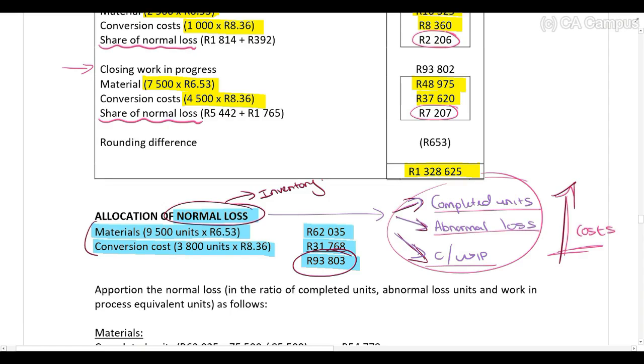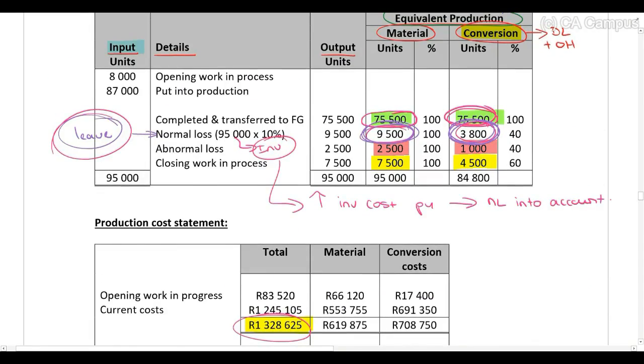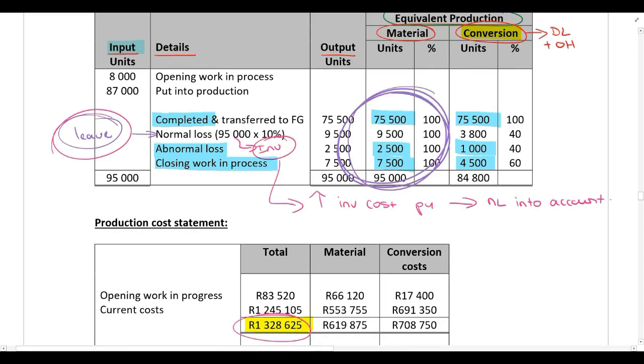Okay, so how are we going to now split it between these three things, guys? We are going to use the proportions off of our quantity statements. So again, you're going to go back to your quantity statement and you are going to see, here's my completed goods, there's my abnormal loss, there's my closing work in process. So there's my units. Ignore the conversion column for now. Let's just focus on material for now.